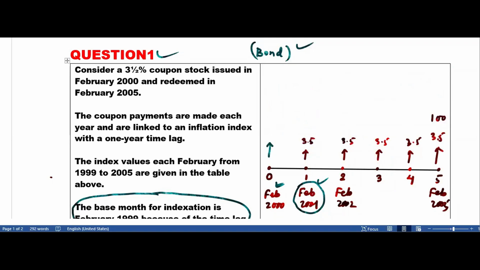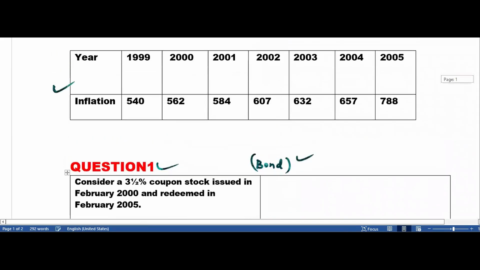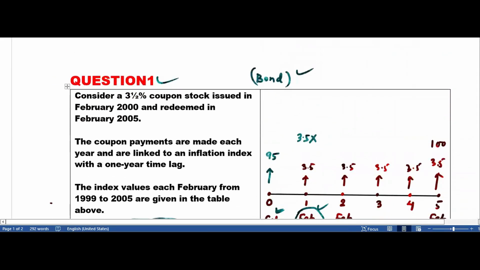Now we want one where we will consider index linked bond. Index linked bond means they know that whenever you get this value, you will try to decrease it. How will you decrease it? By using 562, 584. 562 divided by 584. Then what value you get? This is 3.41 maybe. So though you will get 3.5, it's worth only 3.41 when you purchase.